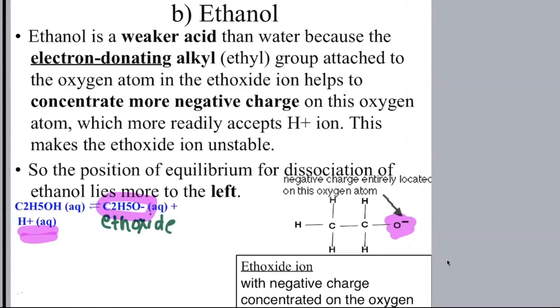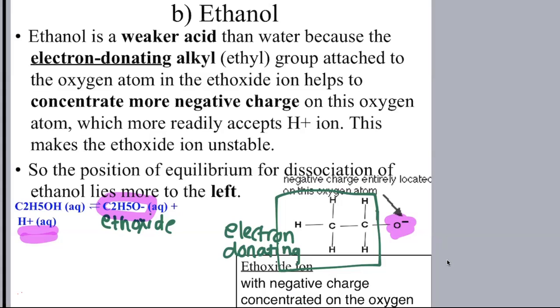The second explanation: not only is the negative charge concentrated on the oxygen, there is an additional alkyl group, and as you know, an alkyl group is an electron donating group. Oxygen is already a negative person, and you have another person adding more negativity to you. You will not be stable. You will be very, very unstable.